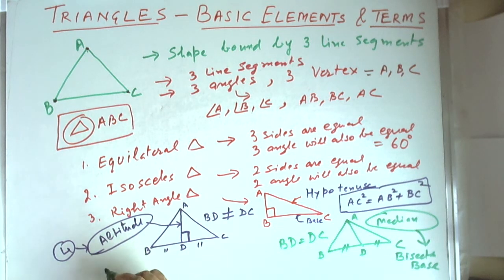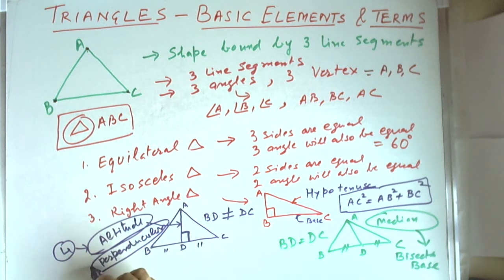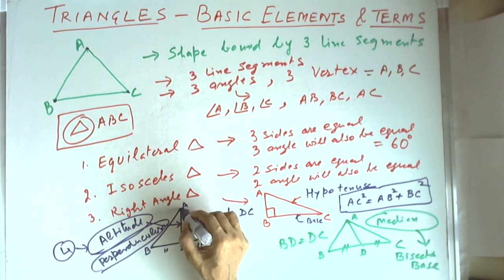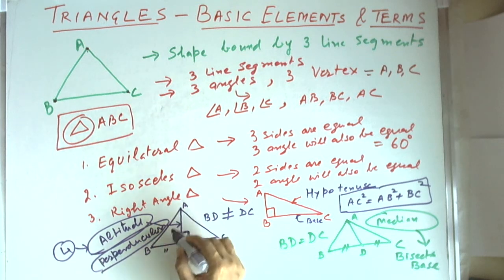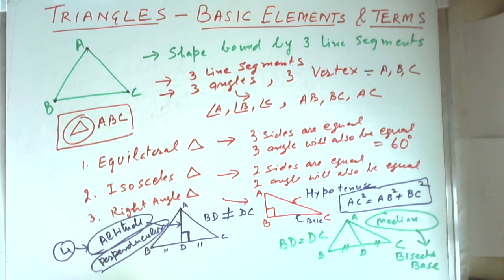Unlike the median, the altitude is also called the perpendicular. The other name for altitude is perpendicular. And because it is perpendicular, it means a 90-degree angle. And this is the shortest distance from this point to the base. So any other line connecting this vertex with the base will be longer than the perpendicular. So the perpendicular is the shortest distance from the vertex to the base.